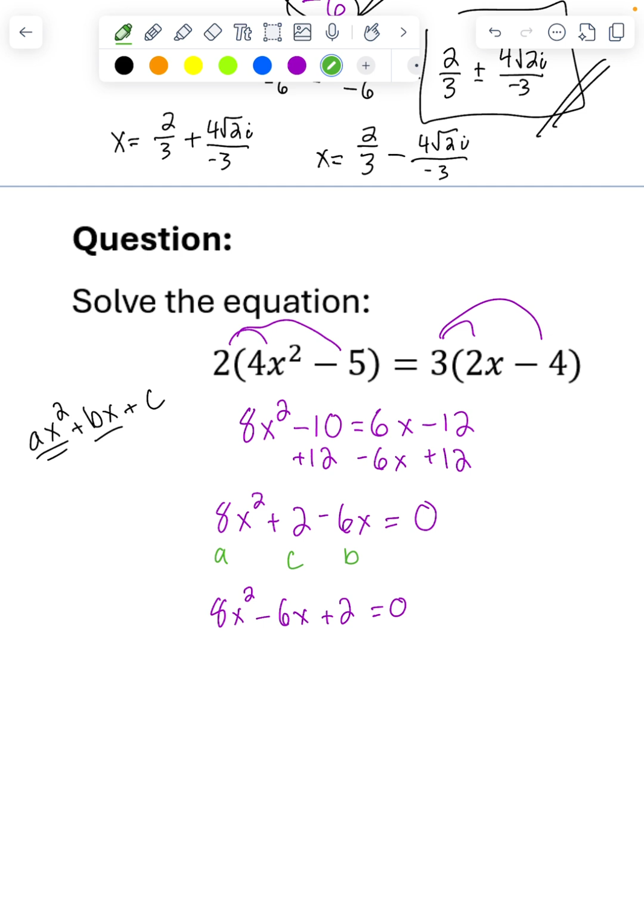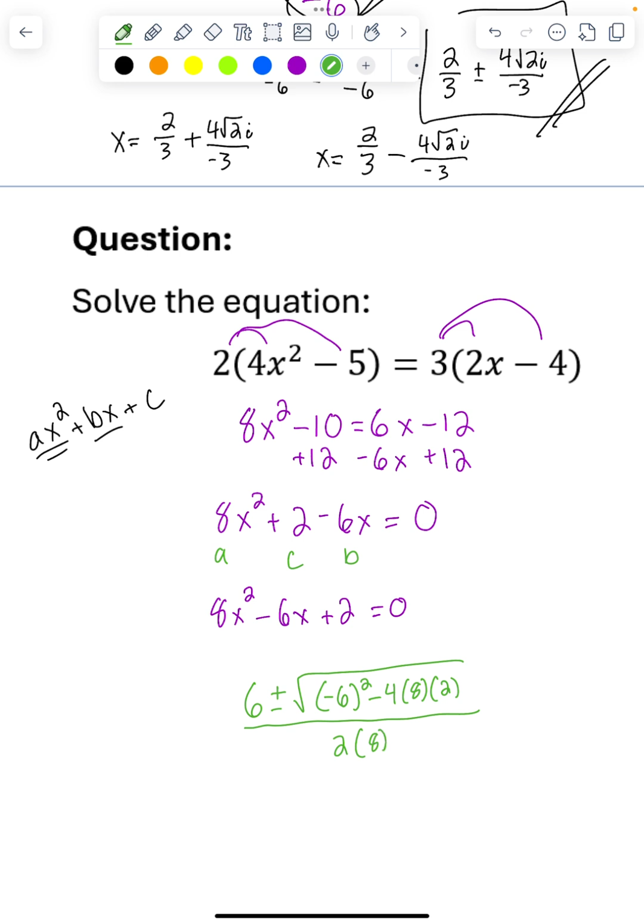So we know our A is 8, our B is -6, and our C is 2. So let's plug in. So the opposite of B, opposite of -6 is +6, plus or minus the square root of -6 squared. Again, make sure in parentheses, minus 4 times A times C, all over 2A, which is 2 times 8. All right, start with the stuff in your square root.